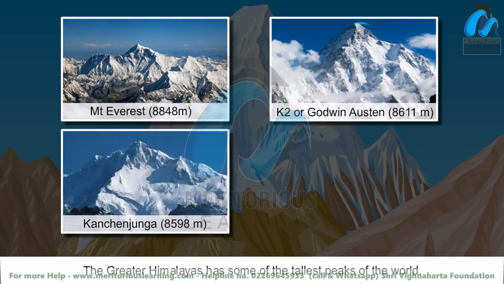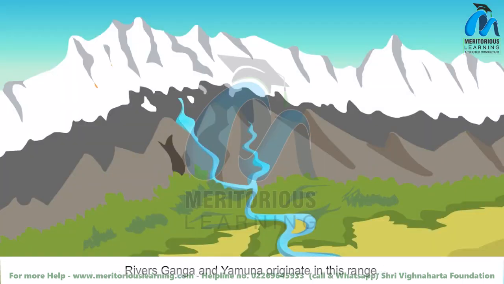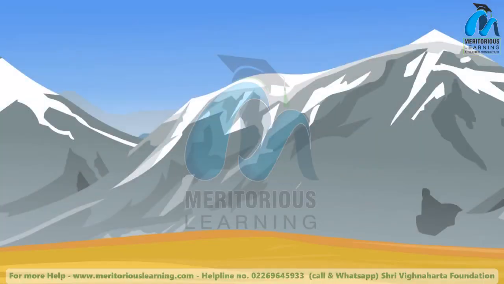8,611 meters, Kanchenjunga, 8,598 meters, and the Nanga Parbat, 8,586 meters. Rivers Ganga and Yamuna originate in this range. The Middle Himalayas or Himachal is located to the south of the Greater Himalayas. The altitude here varies from 3,700 meters to 4,500 meters.